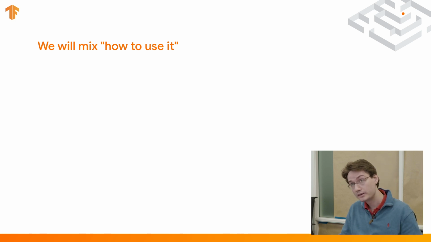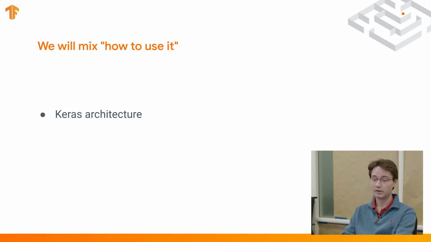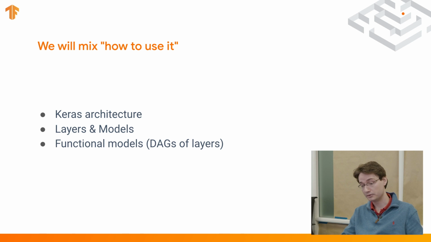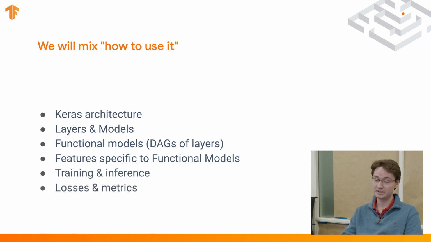So this talk will mix information about how to use the Keras API in TensorFlow and how the Keras API is implemented under the hood. So we'll cover an overview of the Keras architecture. We'll do a deep dive into the layer class and the model class. We'll have an overview of the functional API and the number of features that are specific to functional models. We'll look at how training and inference work. And finally, we look at custom losses and metrics.